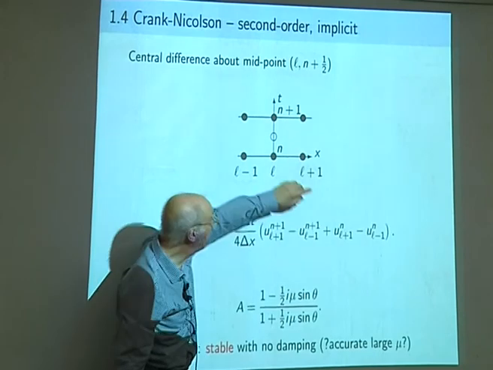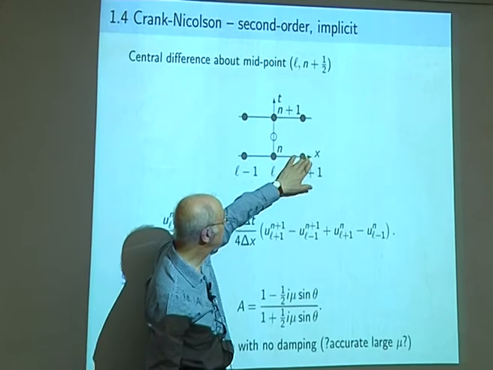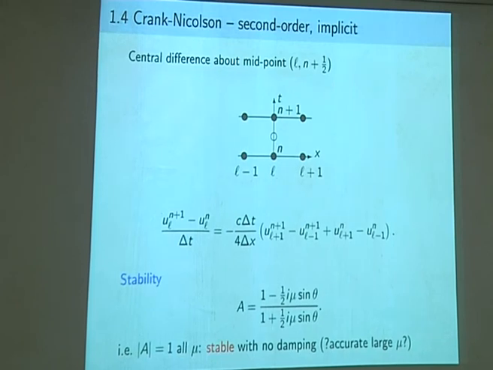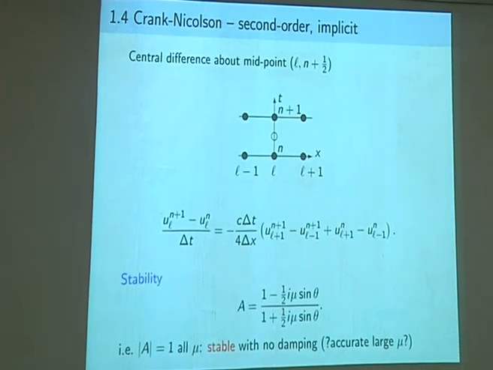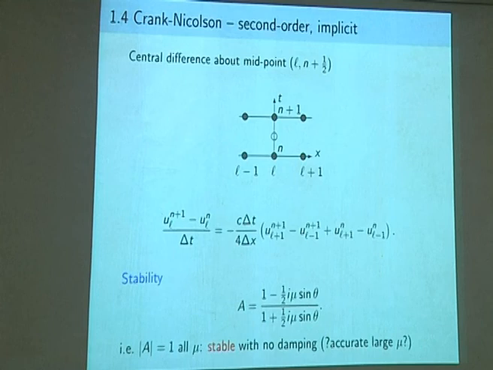At time level n plus 1, I take the difference between that point and that point. At time level n, I take the difference between that point and that point. And then I time step by taking the difference between time level n and time level n plus 1. And so this is central differencing around the midpoint. So this is central difference in space, central difference in time, second order in both. But it's implicit. But for this linear equation, this very simple equation, that's not a problem.